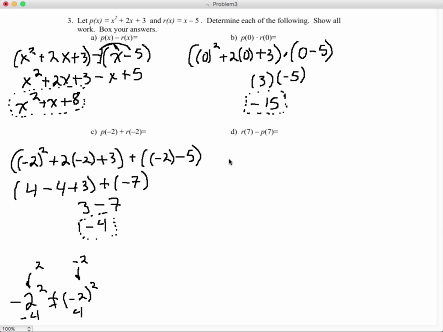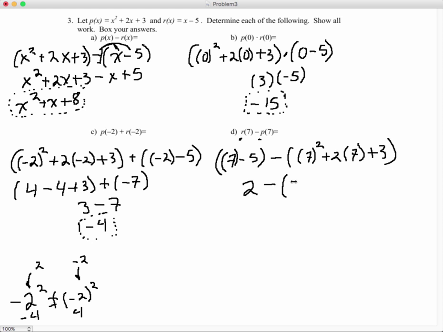Okay, part D, they're asking us to find r of 7 minus p of 7. So let's go ahead and do that. Make sure you use the right function. That's the r function, that's the p function. So r of 7 is going to be 7 minus 5. In other words, I'm going to substitute in a 7 for the x in the r of x function. And then I'm going to subtract from that p of 7, which is going to be 7 squared plus 2 times 7 plus 3. Okay, so 7 minus 5, let's see, that gives me a 2.